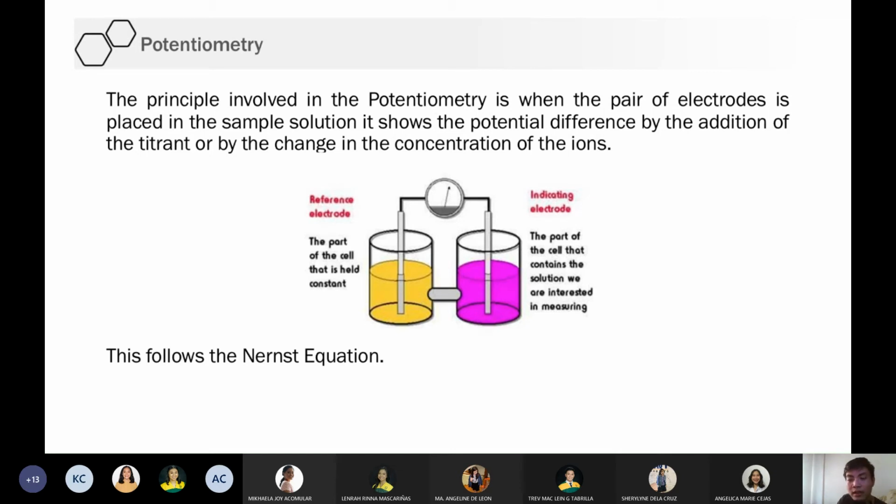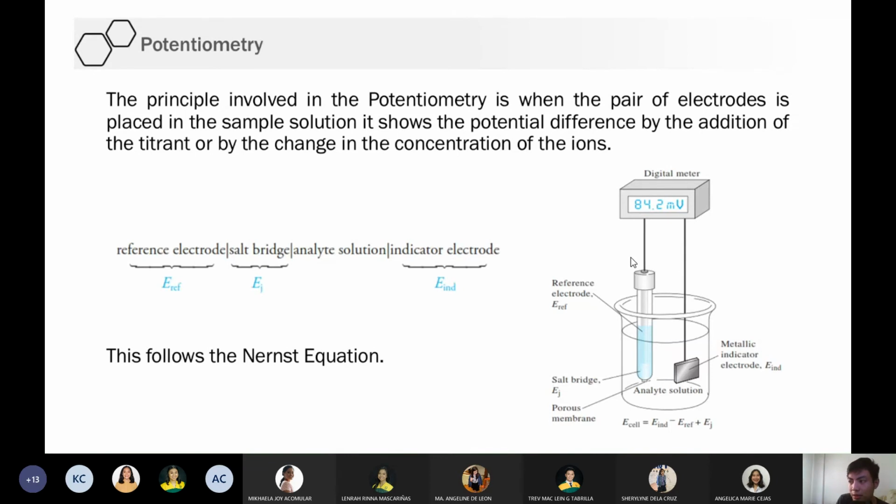The reference electrode is the electrode which is held constant. Ito yung basis for the measurement. And the indicating electrode is the one being determined. Ganito yung ginagamit sa pH meter. If you check closely the pH meter, inside the glass tube, may tube pa doon na may liquid sa loob. Yun yung reference electrode. Then, yung indicating electrode, yun yung outer tube na may glass sa ilalim. Yun yung indicating electrode. So, ito yung ginagamit sa pH meter, the potentiometry. And it follows the Nernst equation, just as I said earlier.